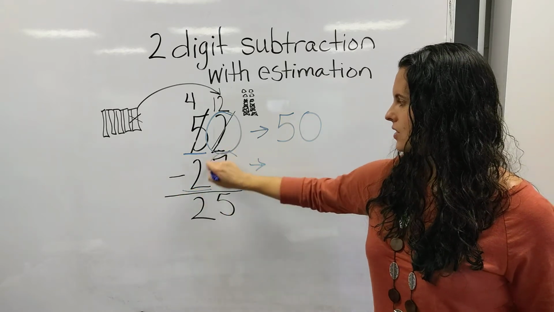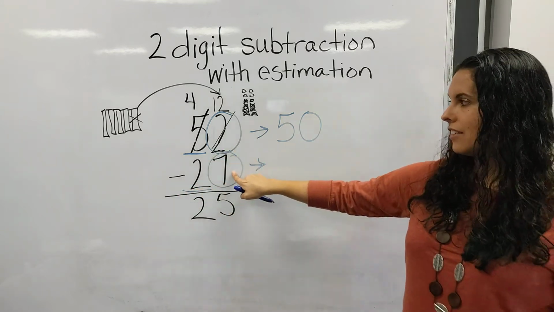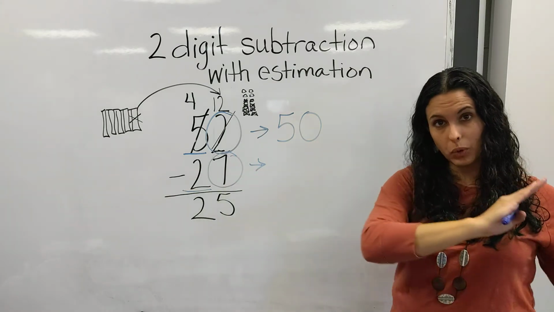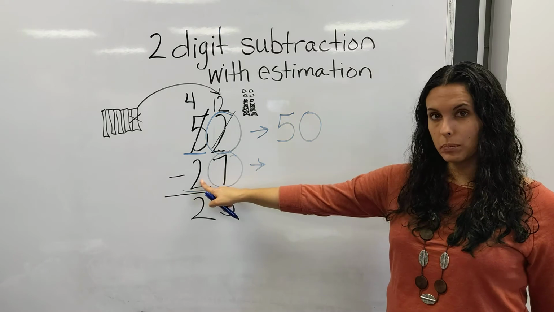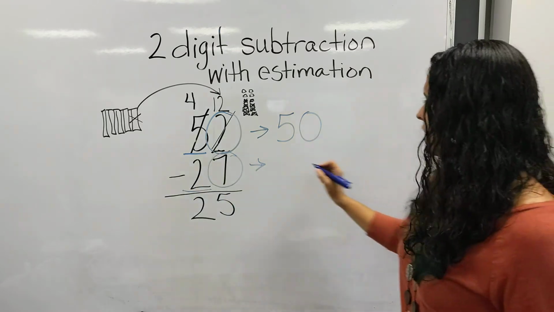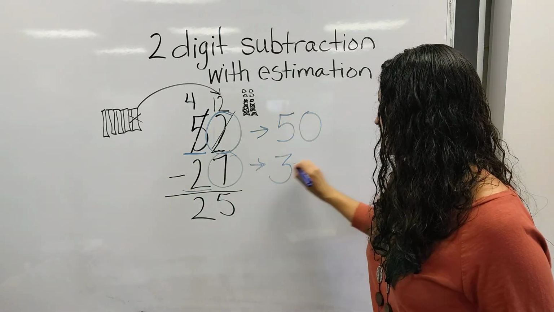Underline your tens place, circle your bossy number. 7. 7, 5 or more, you want to round up. So this 2 is told to go up to a 3. So 27 rounds to 30.